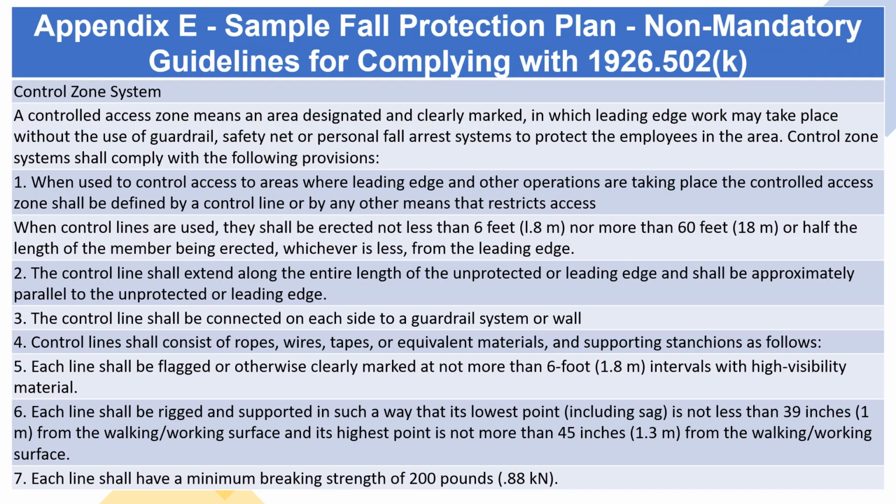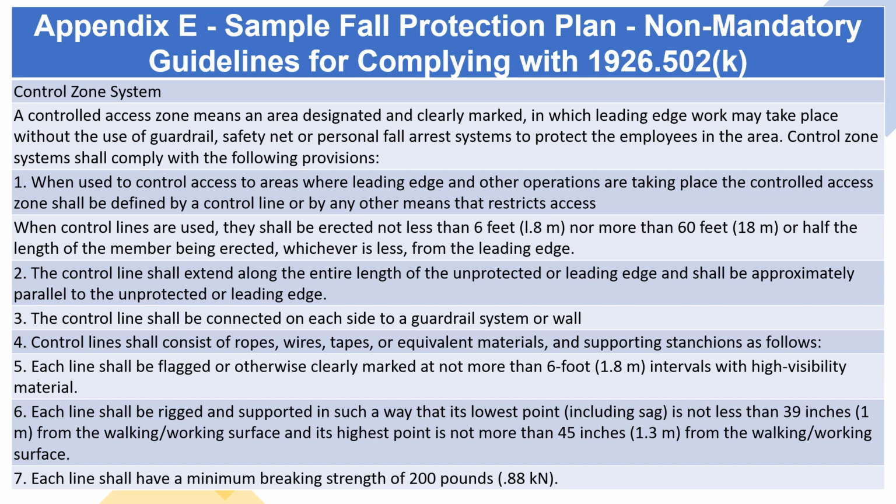Control zone system. A controlled access zone means an area designated and clearly marked, in which leading edge work may take place without the use of guardrail, safety net, or personal fall arrest systems to protect the employees in the area. Control zone systems shall comply with the following provisions.